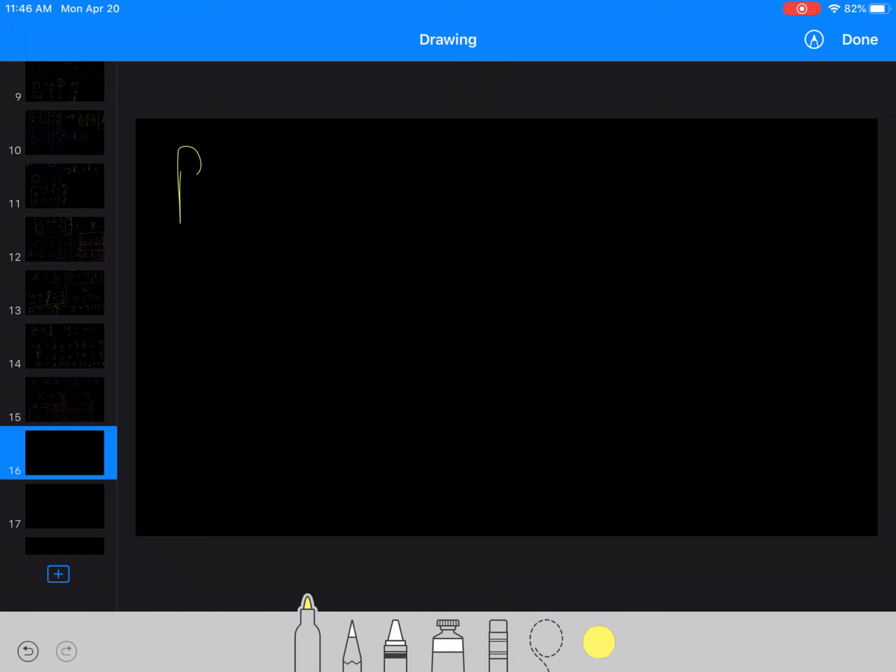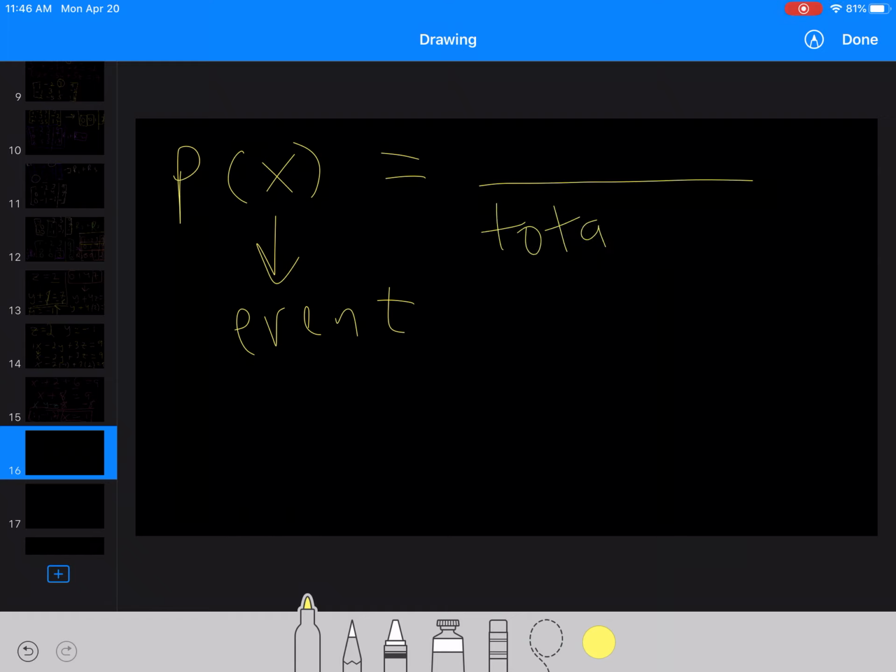Okay. So P of x, which is the probability of an event, x is an event that's happening, is equal to the total possibilities or outcomes. You'll hear that also. Over on the top is your desired event. Okay, so there's lots of different ways to write the definition of probability, but this is basically what it is.